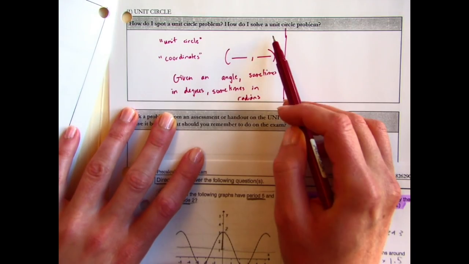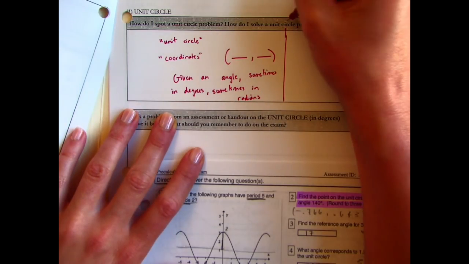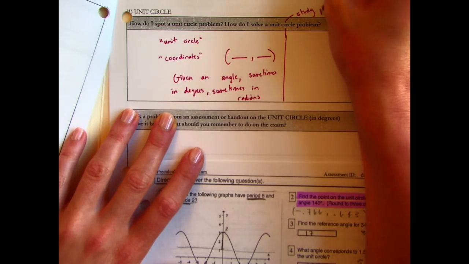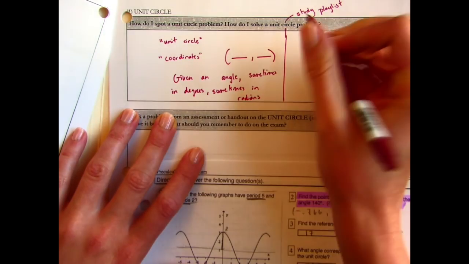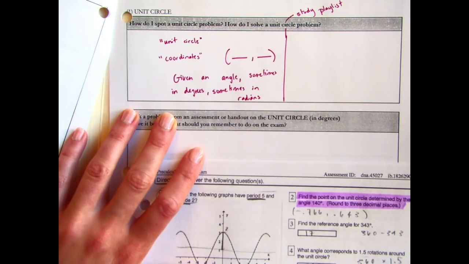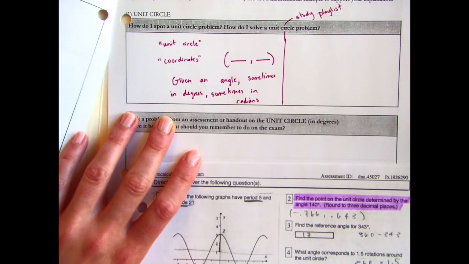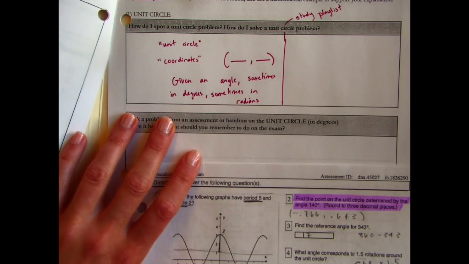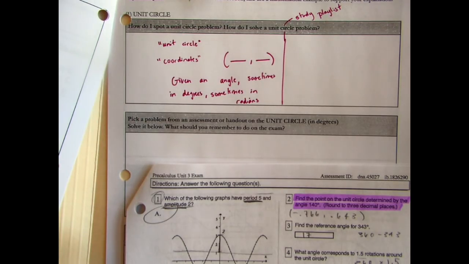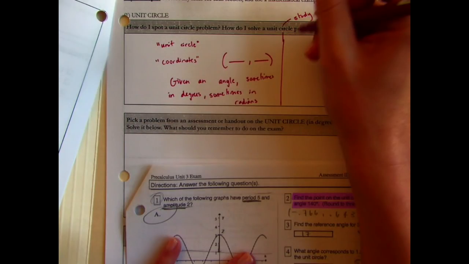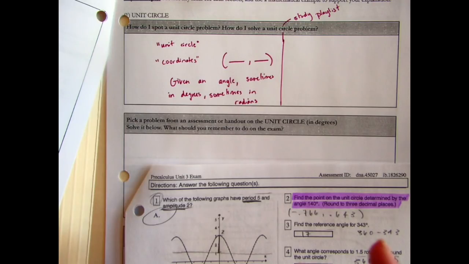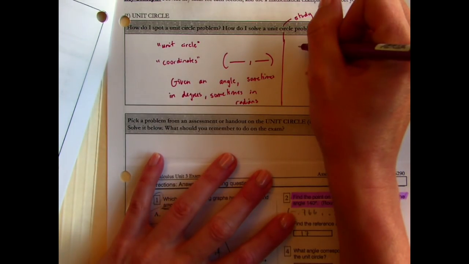I think the key fact that I'll need to remember for these problems, which I'm going to write here, is that for any point on the unit circle, x comma y, the x-coordinate corresponds to the cosine of that angle, and the y-coordinate corresponds to the sine of that angle. The other key thing to remember is if the angle is given to me in radians, then I have to convert radians into degrees before I can plug the angle into cosine and sine. So I'm going to add a side note.